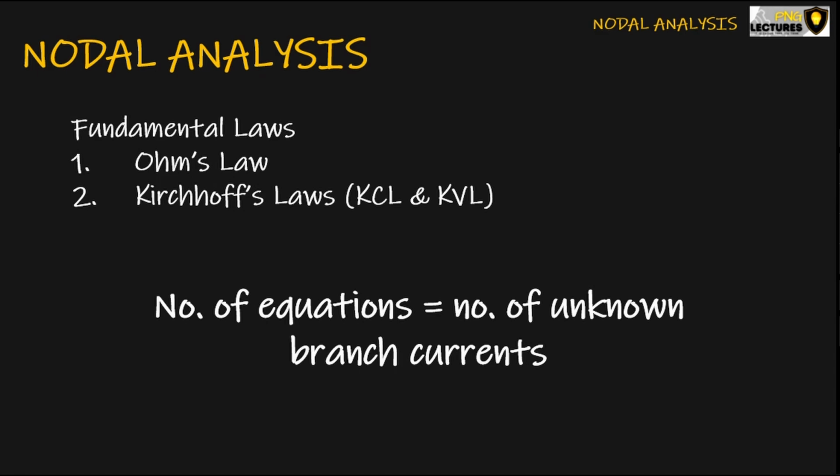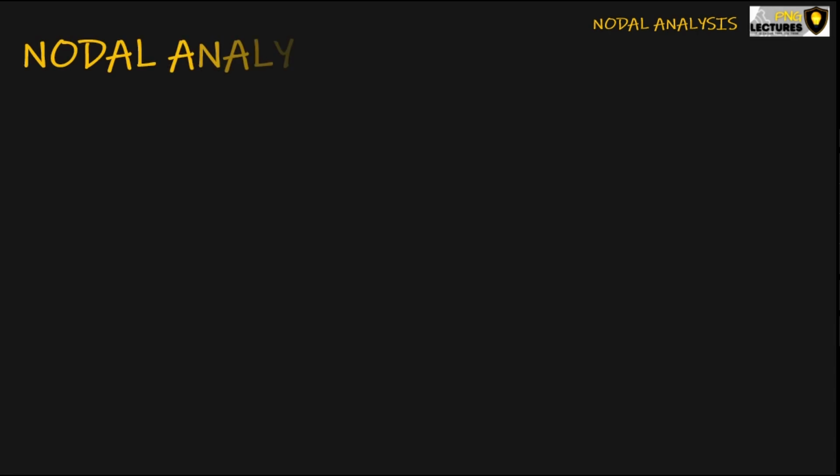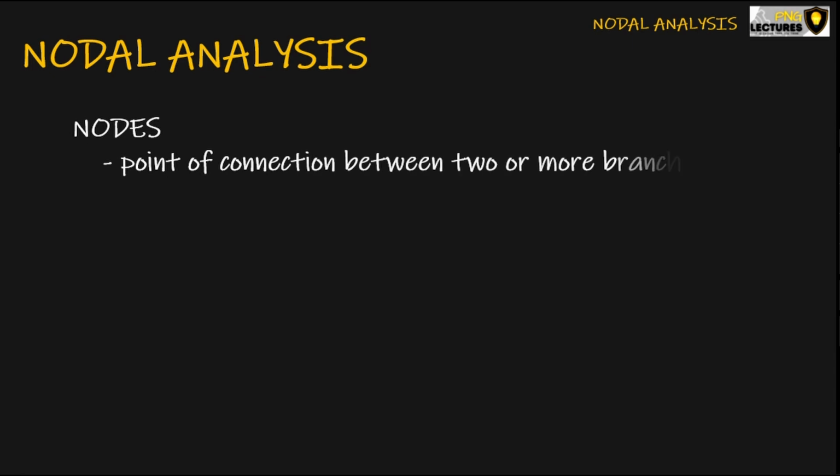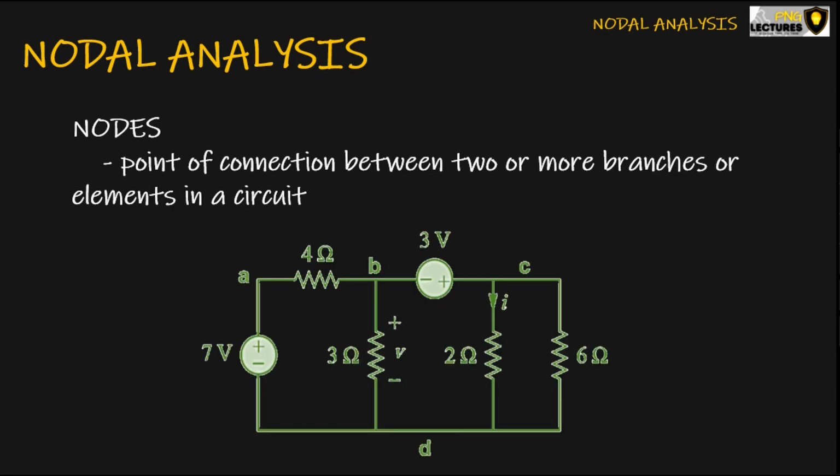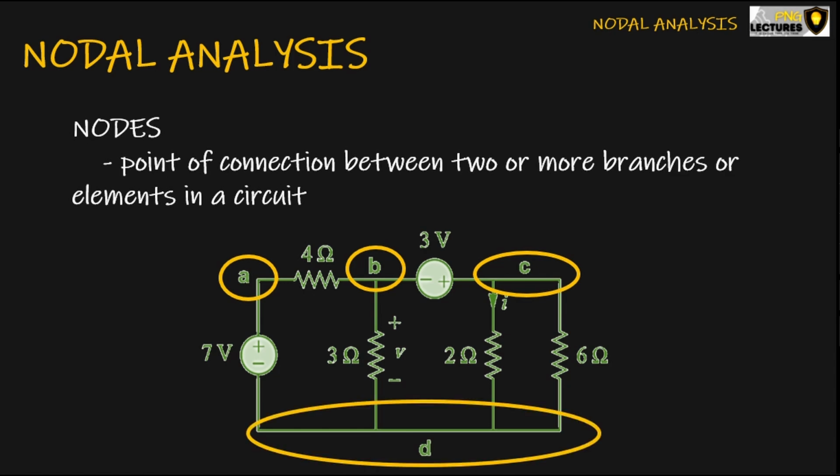But before we proceed with the process itself of nodal analysis, we have to first define what we mean by node voltages. If you remember in our lesson in Kirchhoff's law, we defined a node as a point of connection between two or more branches or elements in a circuit. So for the circuit shown, there will be 4 nodes. We have node A that connects the 7-volt source and the 4-ohm resistance. And we have node B that connects the 3-ohm resistance and the 3-volt source. The node C connects the 3-volt source and the resistances of 2-ohm and 6-ohm. And of course, the node D connects the 4 elements as shown.